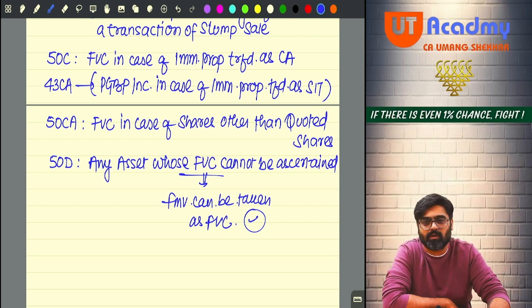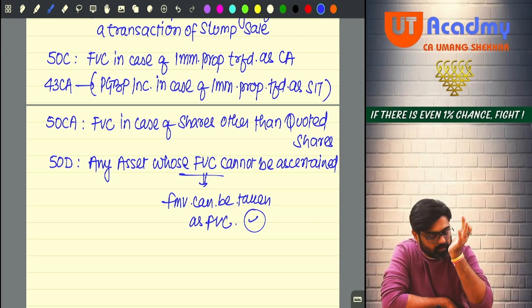Tell us the truth, no? But you are not telling us the truth. So we have 50D. We can take the fair market value of that jewelry as the full value of consideration. Getting my point? Sometimes it might also happen that the assessee is not lying. He is telling the truth, but actually the full value of consideration cannot be determined.